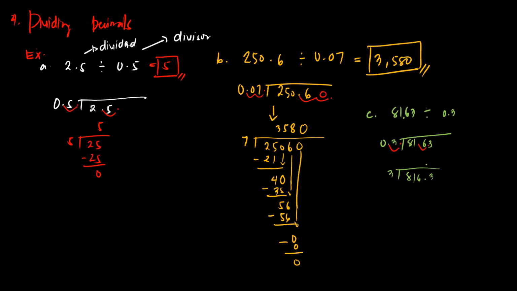Then, let's divide. 3 divided by 8, the answer is 2. 2 times 3 is 6. Subtract them, you will have 2. Bring down si 1, so 21 na. 21 divided by 3, you will have 7. 7 times 3, you will have 21. Subtract them, you will get 0. Then bring down si 6. 6 divided by 3, you will have 2. 2 times 3 is 6. Subtract them, you will have 0. Bring down si 3. 3 divided by 3 is 1. Then 1 times 3 is 3. Subtract them, you will have 0. So the quotient of 81.63 and 0.3 is 272.1.